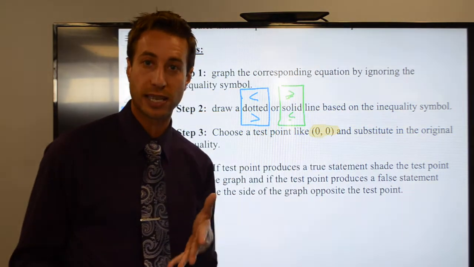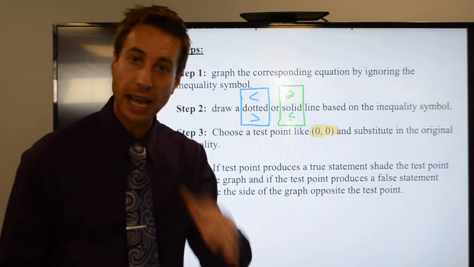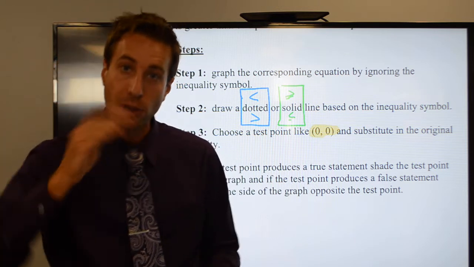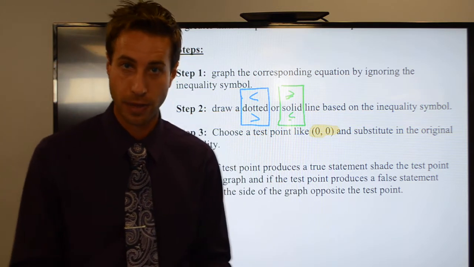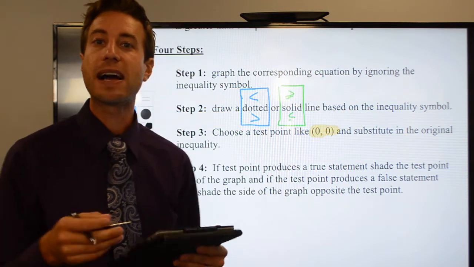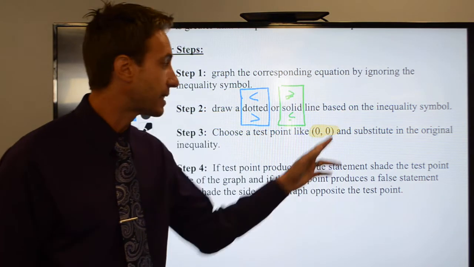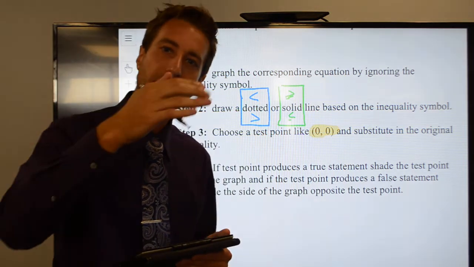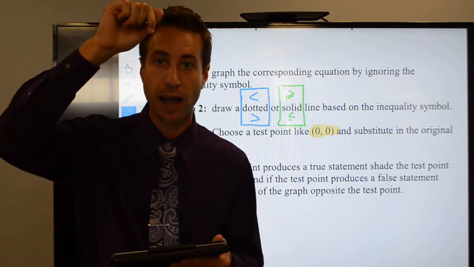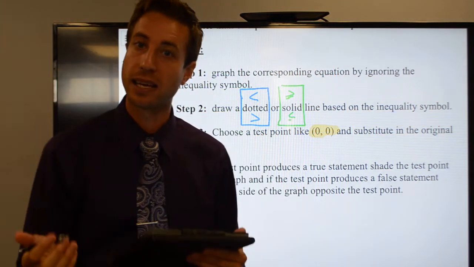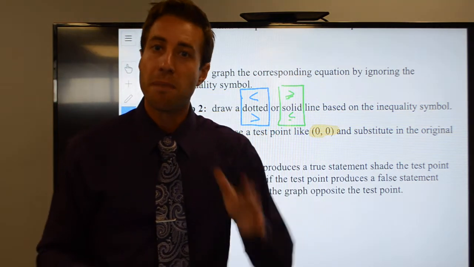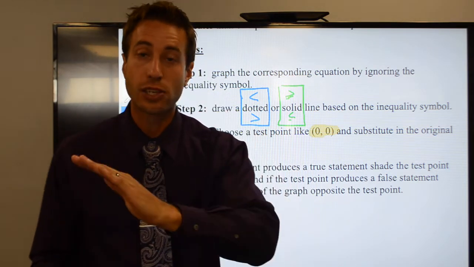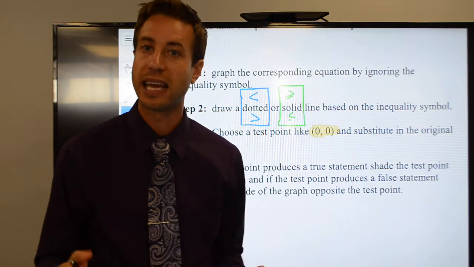That's why we can't choose a test point that falls on the line. If your line goes through 0, 0, I can't use it. I don't want my test point to be a point on the line. It's either got to be above, below, left, or right of my line. Now, when I plug my test point in, if I get a true statement, that means my test point is a solution. And everything that is on the same side as my test point is too. So if my test point was above the line, well, everybody above the line is going to give me a true statement. And so I would shade above the line. But if my test point is below the line, well, then everybody below the line is going to be my shaded region because my test point gave me a true statement.